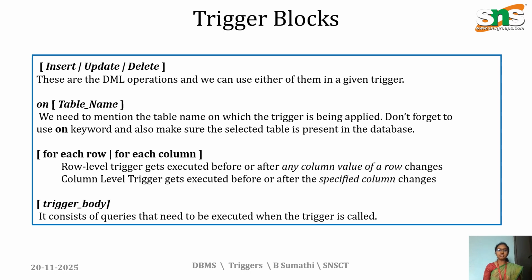For each row or each column: a row-level trigger gets executed before or after any column value of a row changes. A column-level trigger gets executed before or after the specific column changes. Next is the trigger body. It consists of the query that needs to be executed when the trigger is called. The trigger body is the most important part of your trigger.